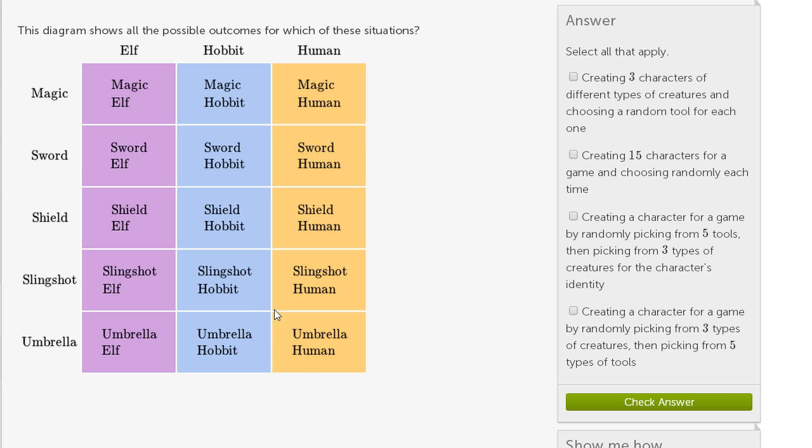I could be a hobbit with a slingshot. I could be a human with an umbrella. I could be an elf with an umbrella. I could be an elf with magic. All of these are possible outcomes.